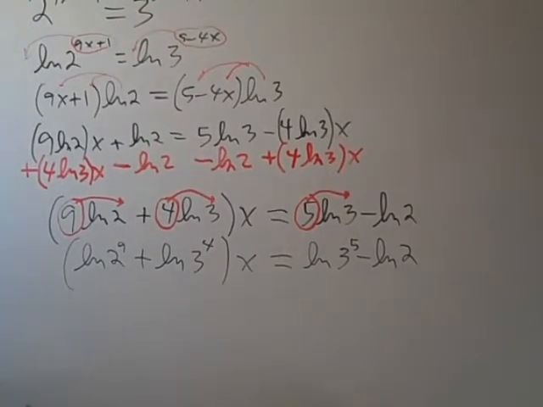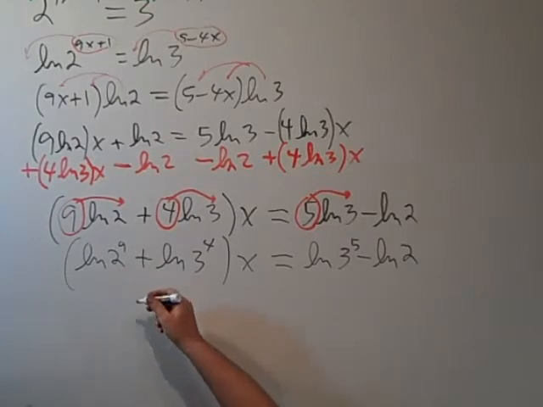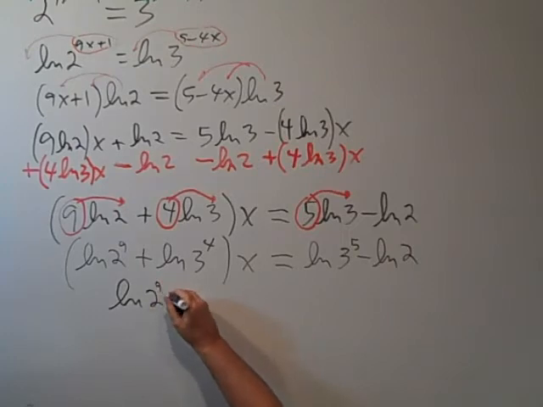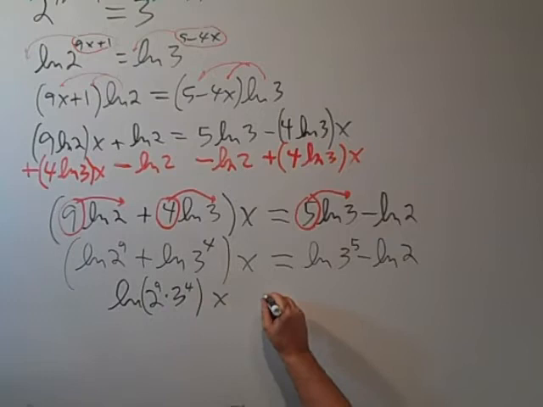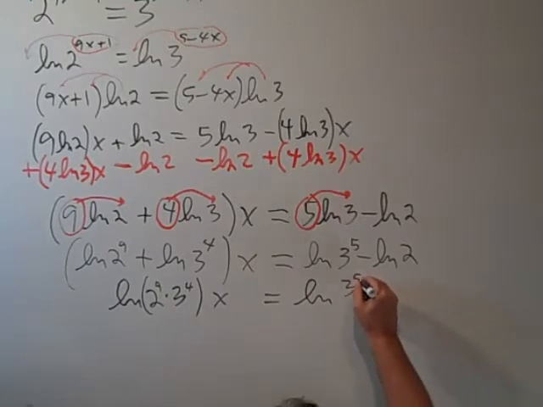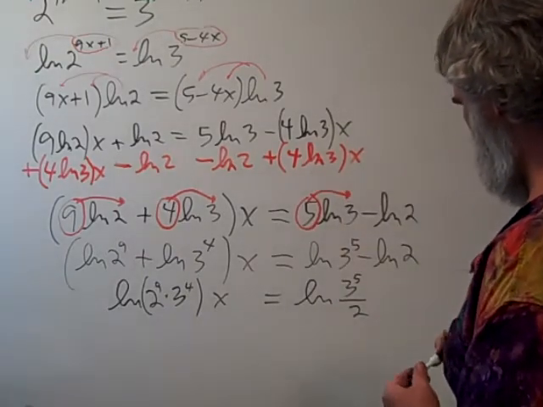And we can use the property of logs that the sum of two logs is the log of the product. So this is actually the log of 2 to the 9th times 3 to the 4th times x is equal to the natural log of 3 to the 5th divided by 2. The difference of logs is the log of the quotient. And so finally, we're left with the answer to this.